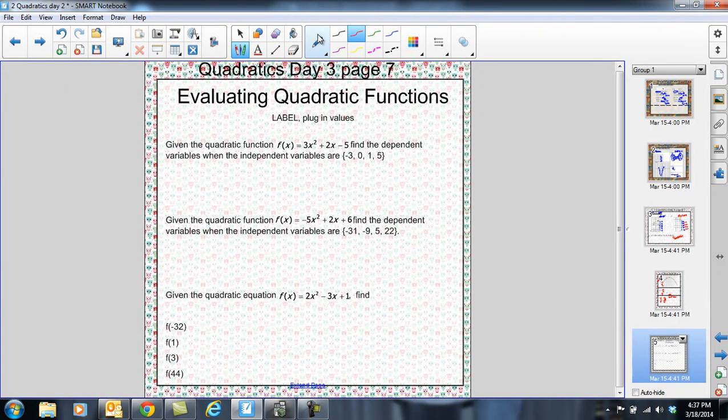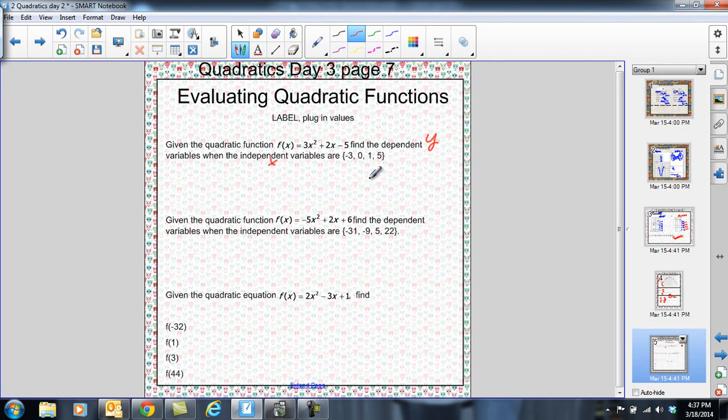So number 1, given the quadratic function f of x equals 3x squared plus 2x minus 5, I want to find the dependent variables when the independent variables are those 4 numbers. We're going to do this twice, and then you will see that it's just the same thing for the rest of the numbers. Dependent variables are y, independent variables are x. So they're telling you, find y when x is these numbers.